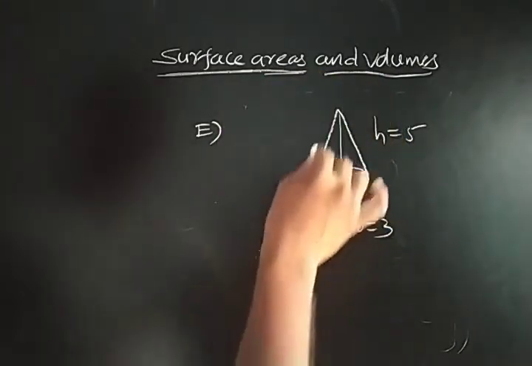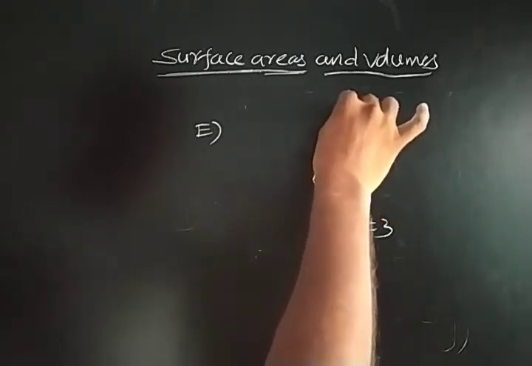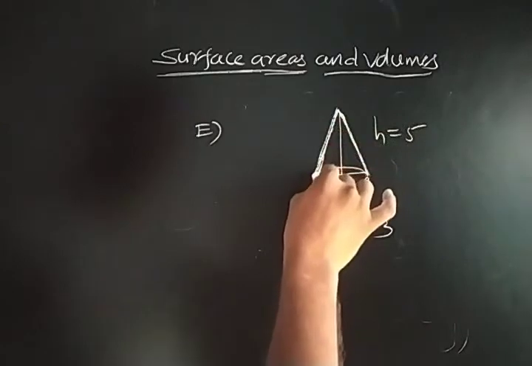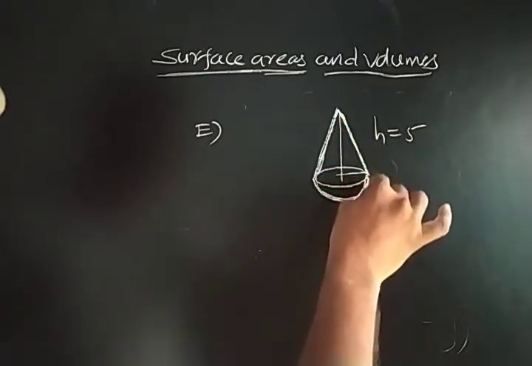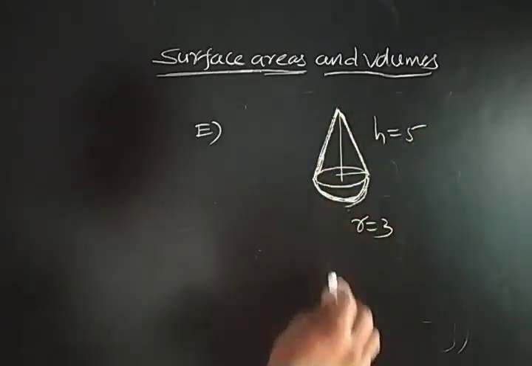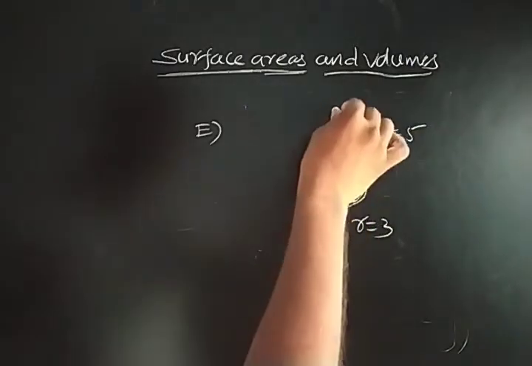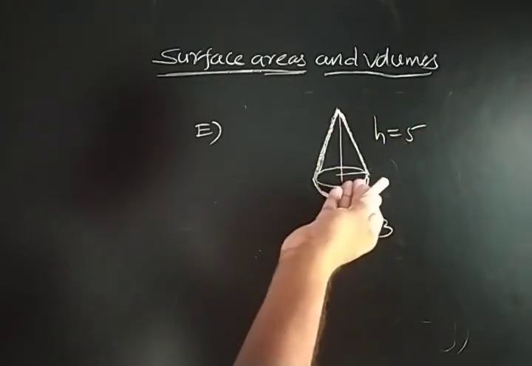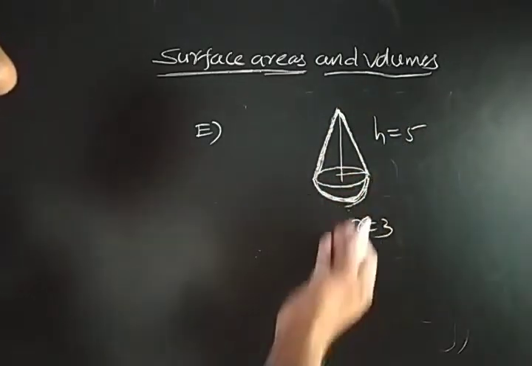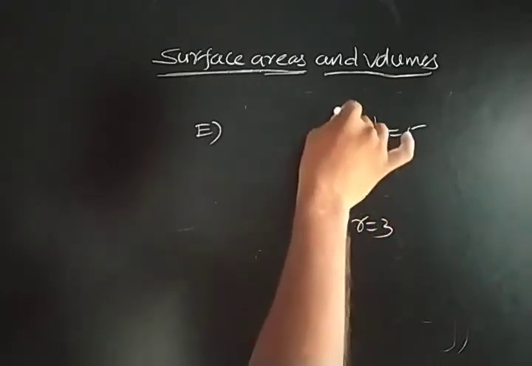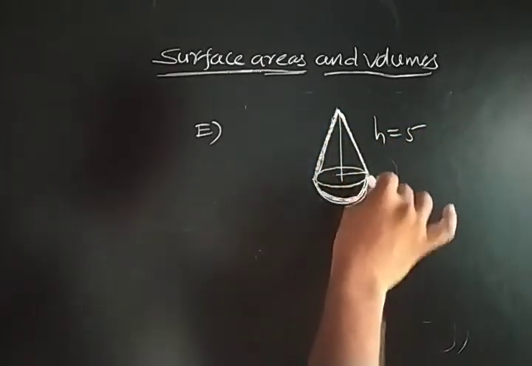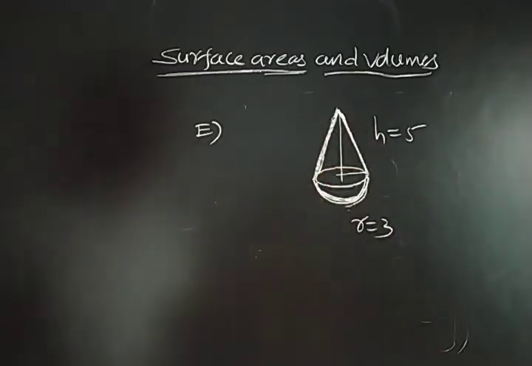How to find the total surface area? See here, we need the CSA of the cone and the CSA of the hemisphere, which will give the total surface area of this figure. We are not taking the bottom. Why? Because it is attached to the hemisphere. So to find the total surface area of this figure we have to find the CSA of cone and CSA of hemisphere. By adding these CSAs we will get the total surface area of this combined solid.